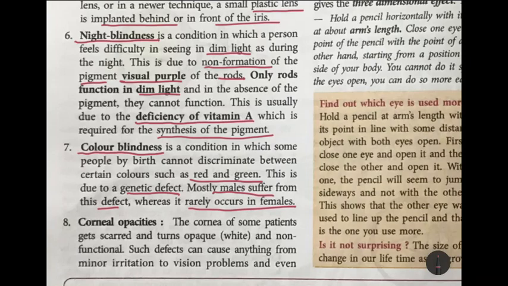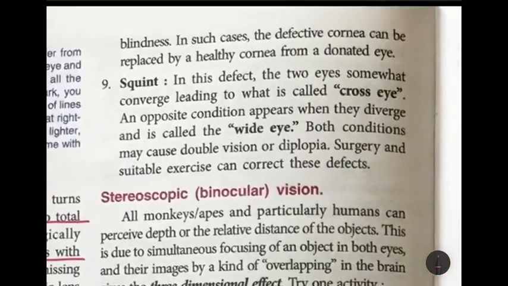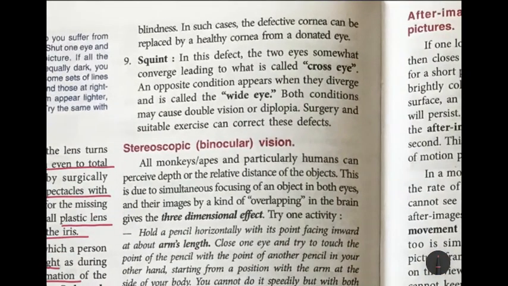Okay, next is corneal opacities. The cornea of some people gets scarred and turns opaque. The cornea turns opaque, white in color, and becomes non-functional. The person becomes blind. Such defects can cause, from minor irritation and vision problems, to complete blindness. So in that case, what happens? The defective cornea must be replaced by a healthy cornea from a donated eye.